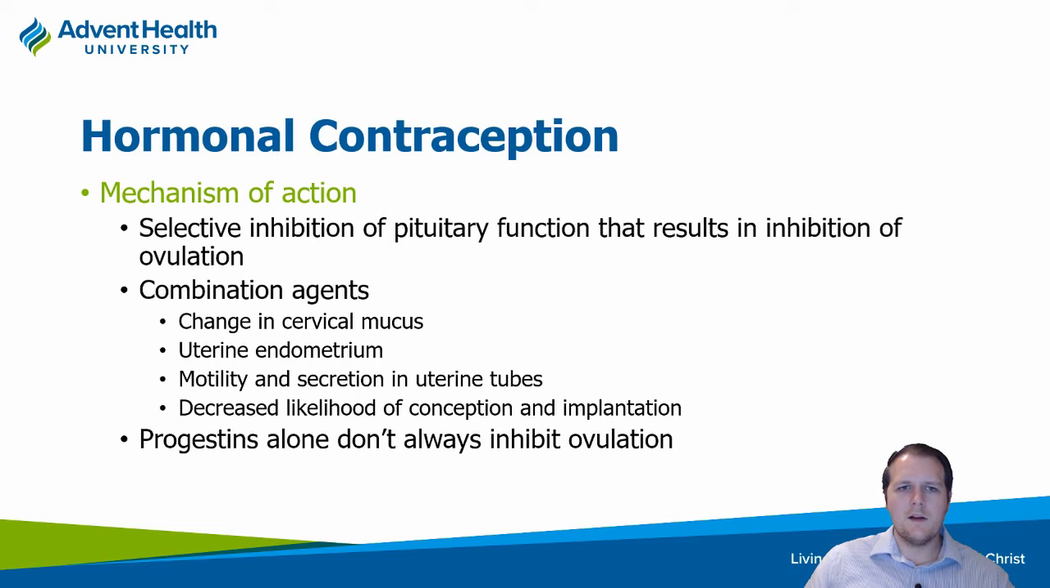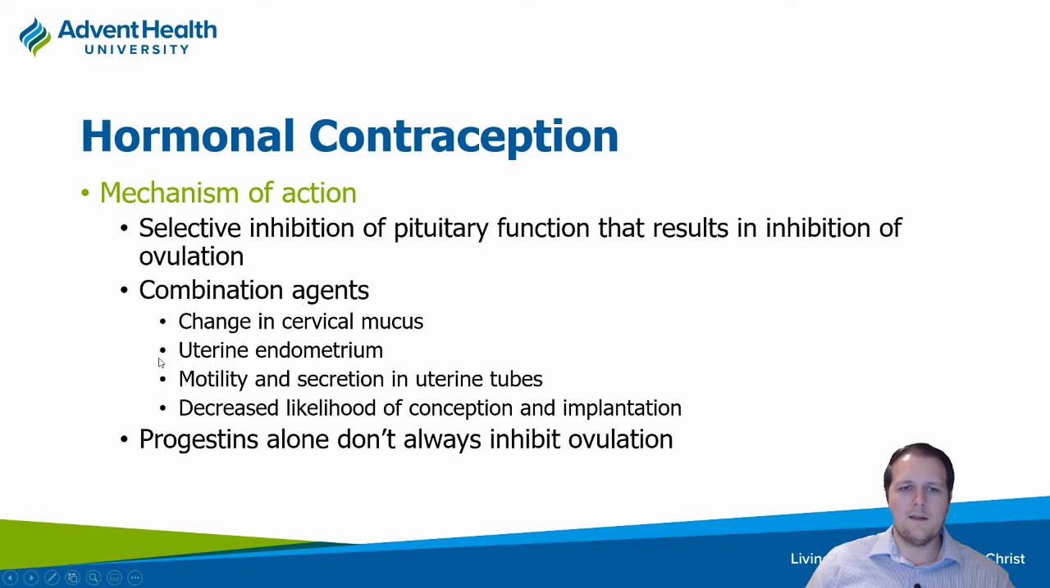So again, we talked about their mechanism already, but in addition to helping to suppress ovarian function, we're going to see some other things that happen as well, including things that make it sort of inhospitable for a sperm to come in and fertilize an egg. So you can see things like changes in cervical mucus, and decreased motility and secretion in the uterine tubes. Overall, you're going to see that it basically just decreases the likelihood.